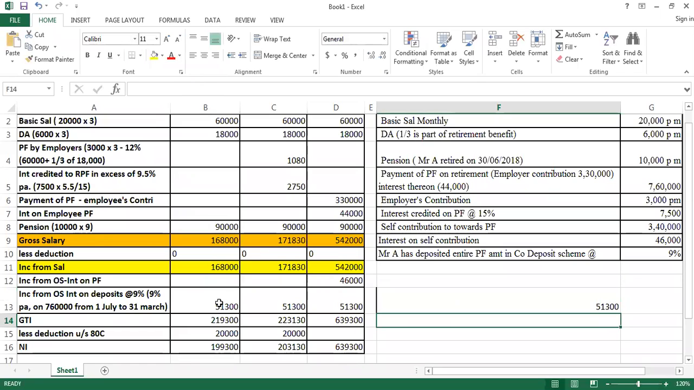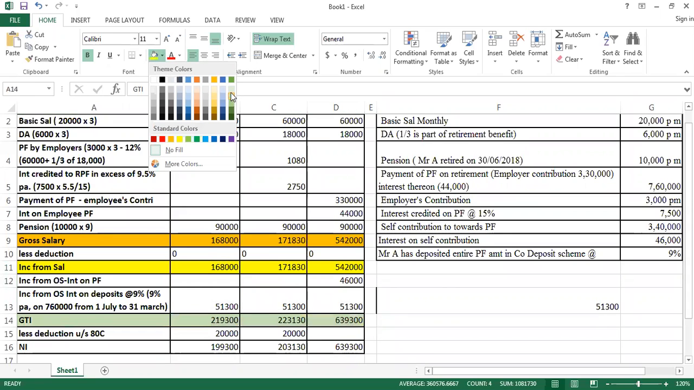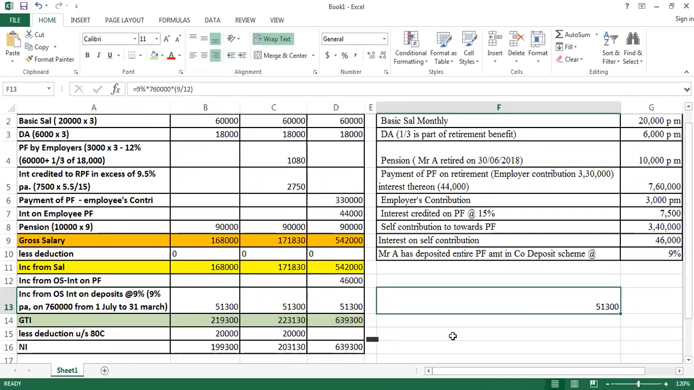So all these three amounts I have mentioned under the three columns. Okay, I get my gross total income as this particular amount. How did I get my gross total income? Basically, net salary, add all this. Okay, it comes. This is my gross total income.